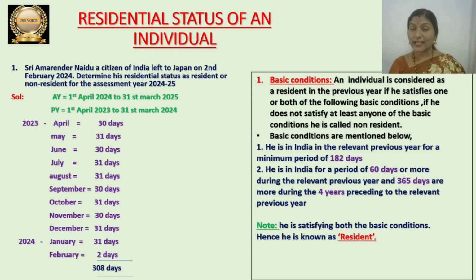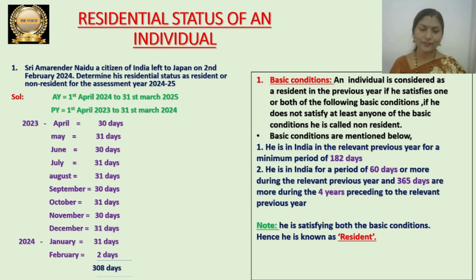And our previous year is ending on 31st March 2024. It starts from April 2023 onwards, ending on 31st March 2024. So during this 1-year period, from April to February 2nd, he was in India only. Later, he was not in India. He went to Japan. Okay. So from April 2023 to February 2nd, 2024, in total, how many days? 308 days. So he was in India for 308 days during the previous year period.